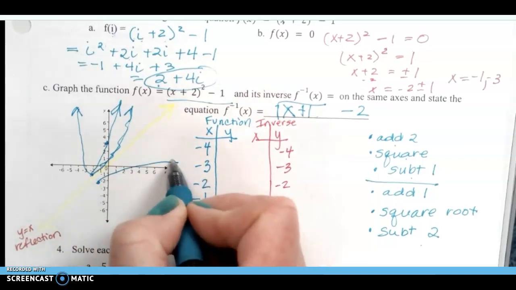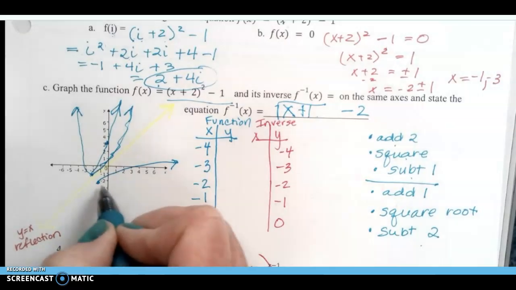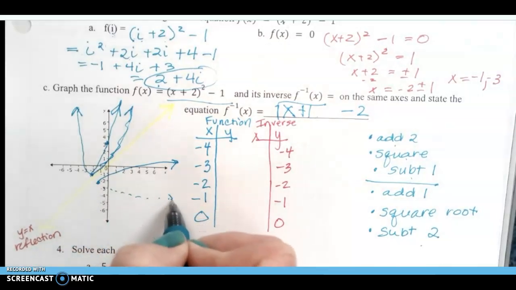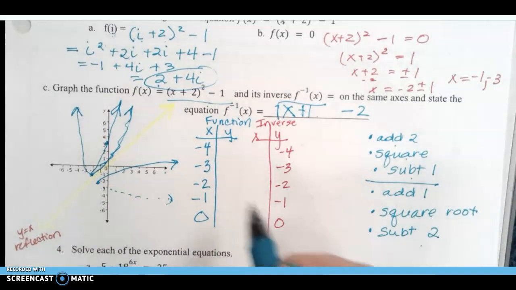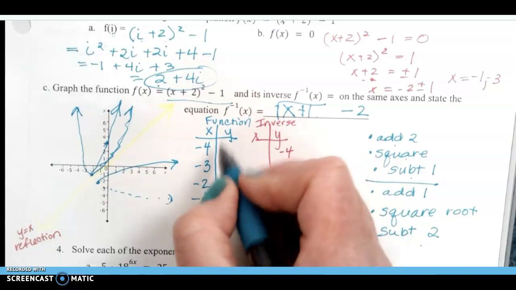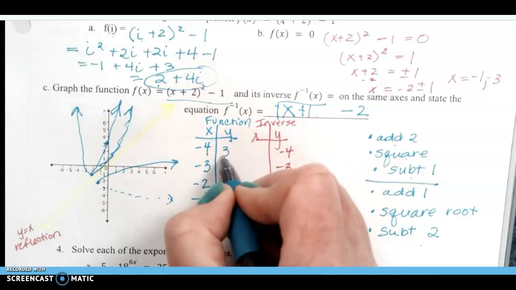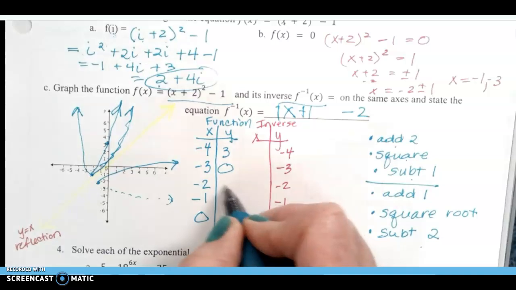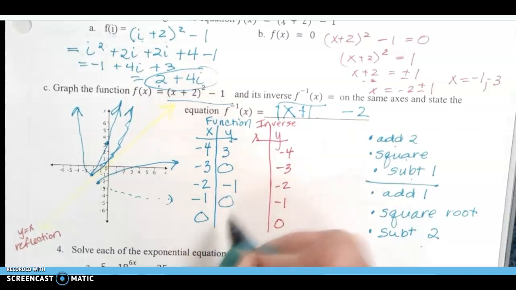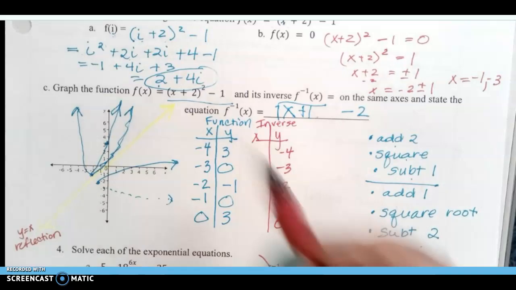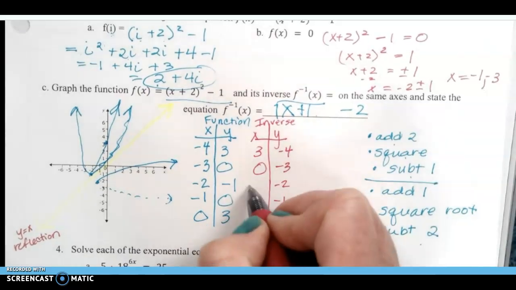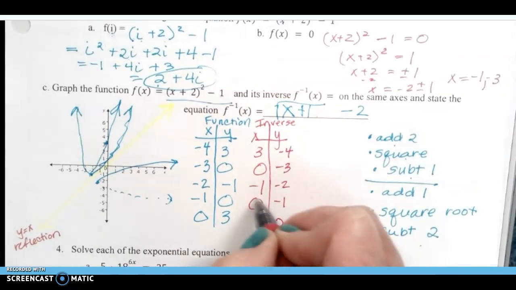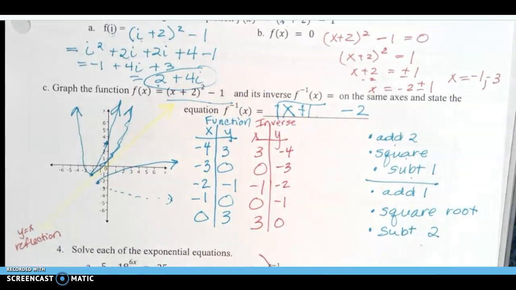And it'll only graph this much of it in your graphing calculator. We can assume that the other part of it is not going to show up in the graph. So when we look at the table, we're going to have a point at (-4, 3), (-3, 0), (-2, -1), (-1, 0), and (0, 3). For our inverse, we simply flip-flop these two tables. So this will be (3, -4), (0, -3), (-1, -2), (0, -1), and (3, 0).